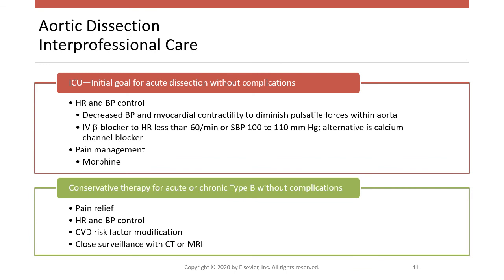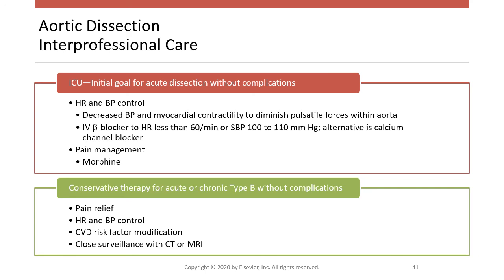The initial goals of therapy for acute aortic dissection without complications are heart rate and blood pressure control, to reduce aortic wall stress by decreasing systolic blood pressure and myocardial contractility. An IV beta blocker is titrated to target the heart rate at 60 beats per minute or a systolic blood pressure between 100 and 110 millimeters of mercury. A calcium channel blocker such as diltiazem can be used to lower heart rate if a beta blocker is contraindicated. Reducing the heart rate, blood pressure, and myocardial contractility limits the extension of the dissection.